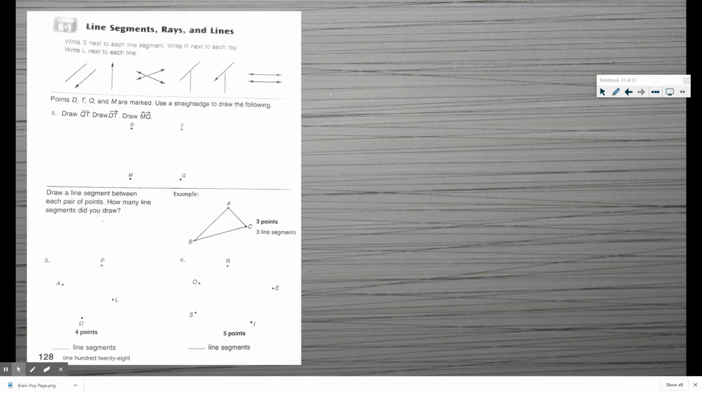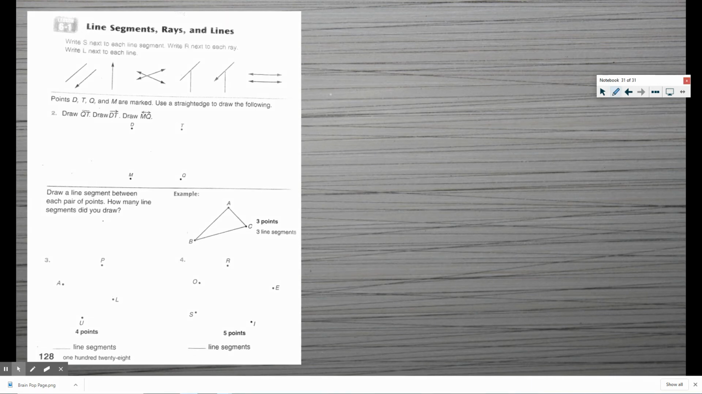All right, looking at these, we're going to write S next to each line segment, R next to each ray, and L next to each line. Remember, line segments have 2 points, 2 endpoints. So a line segment would look like that. Rays have an endpoint with an arrow, and then lines have 2 arrows.